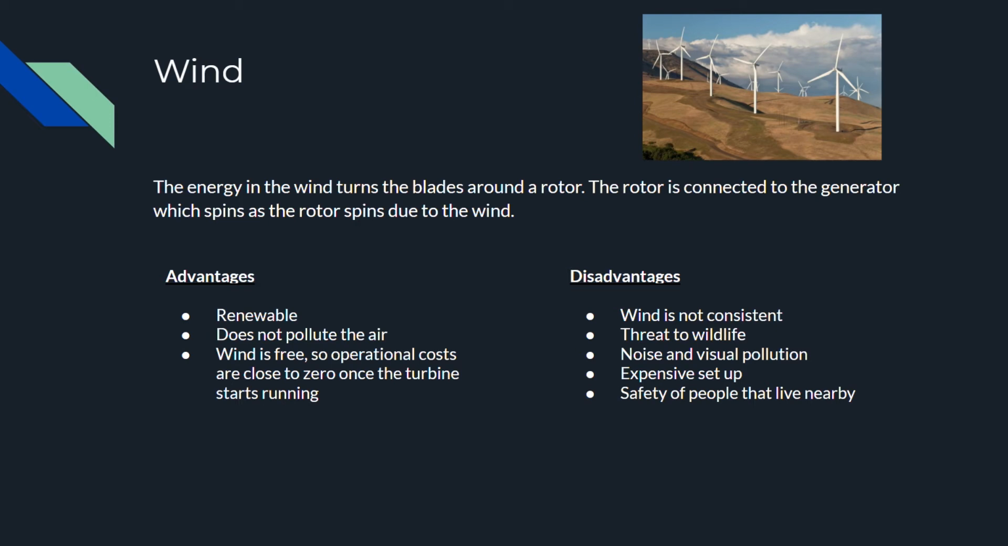Disadvantages. Wind is not consistent, and so if the wind is very slow, you might not get as much energy as you wanted to. It's a threat to wildlife. There's noise and visual pollution, expenses to set up, and the safety of people that live nearby is at risk.